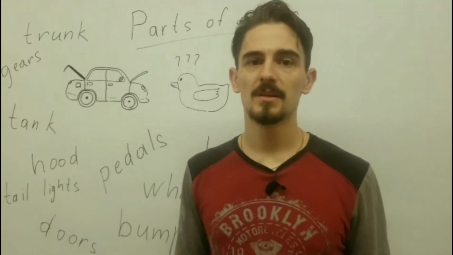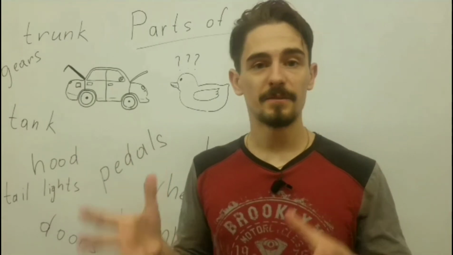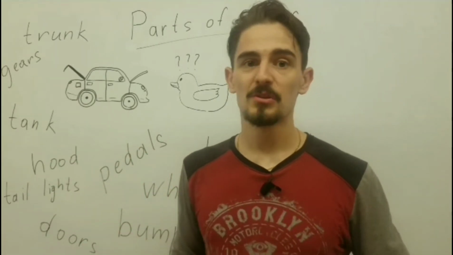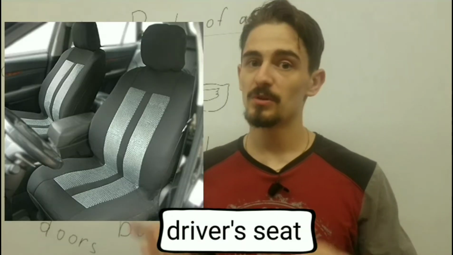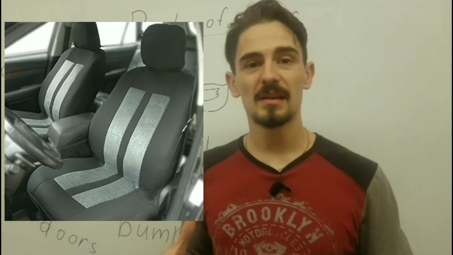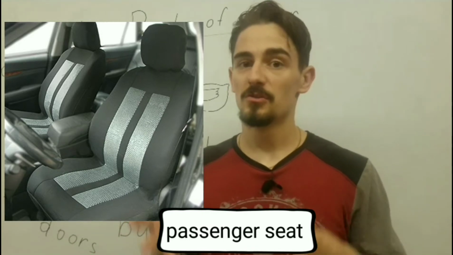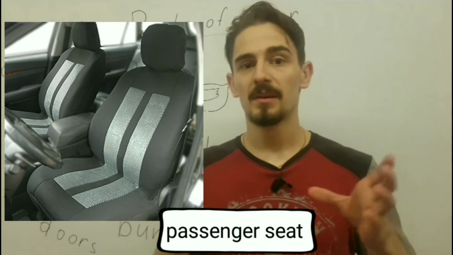Now let's get in. So we're in the car now, and first let's take a look at the seats. So we have two kinds of seats. The first one is the driver's seat, the place where the driver sits and drives, and the second one is the passenger seat. So that's the seat for passengers.